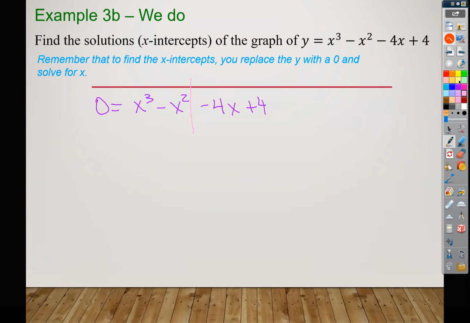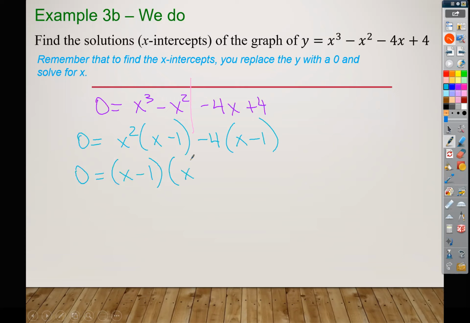You break it in half. And you factor out, what terms could I factor out here? An x squared, and I'd be left with x minus 1. In the second half, I can factor out a -4, and I'd be left with x minus 1. So I'm going to take what they have in common, the x minus 1, and what they don't, the x squared minus 4.